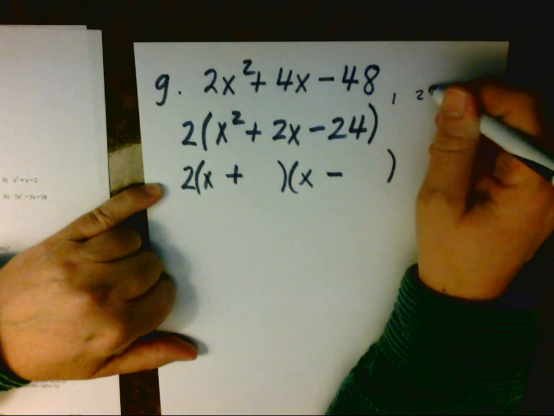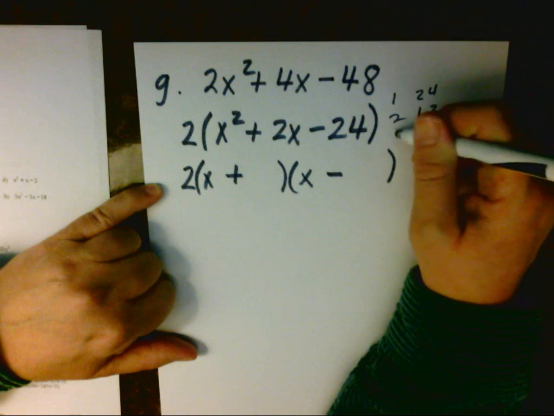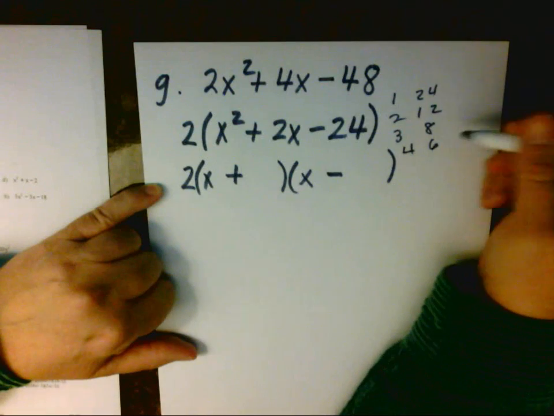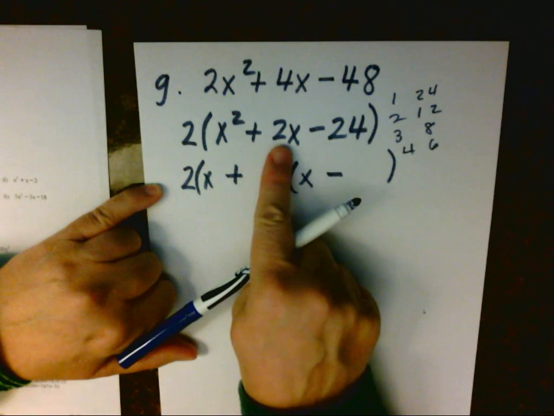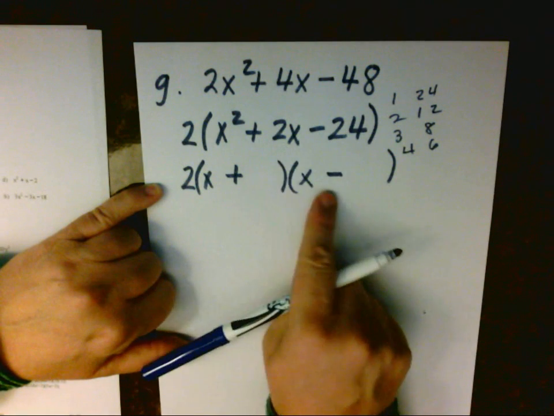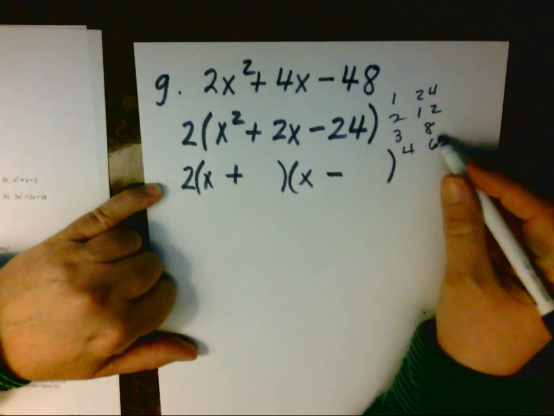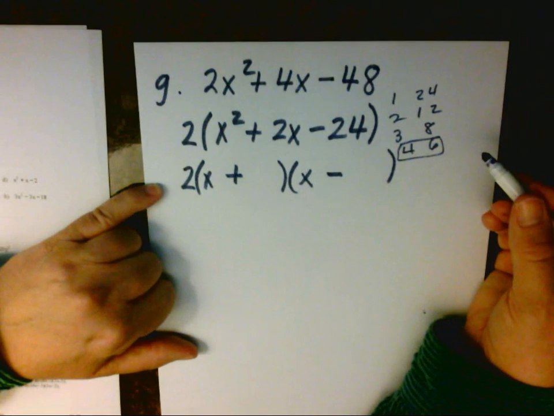So I could use a 1 and a 24, a 2 and a 12, a 3 and an 8, a 4 and a 6, right? And since I need a 2 in the middle, and these have different signs, I want to pick factors that are 2 apart. Notice that the 6 and 4 are 2 apart, so those are the ones I want.